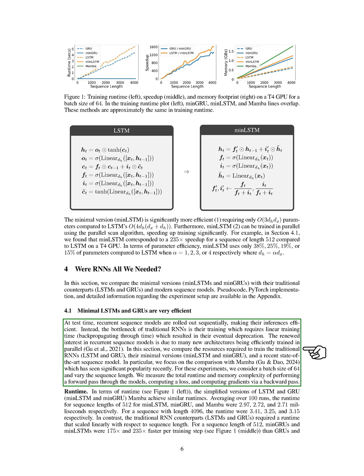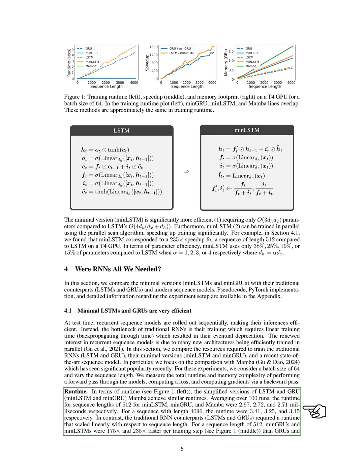We focus on comparing the training resources of traditional RNNs, LSTM and GRU, their minimal versions, min-LSTM and min-GRU, and a recent popular model called Mamba. We use a batch size of 64 and vary the sequence length, measuring the total runtime and memory complexity for forward passes, loss computation, and backward passes.